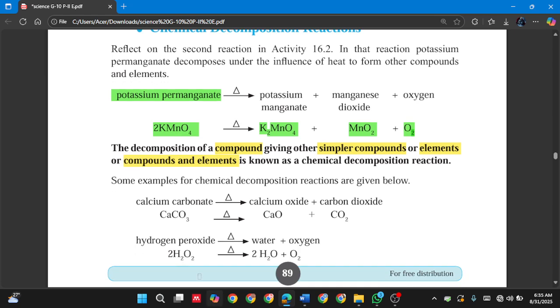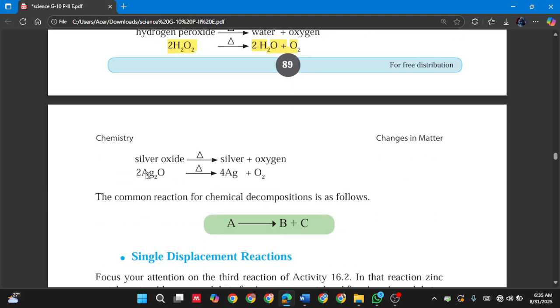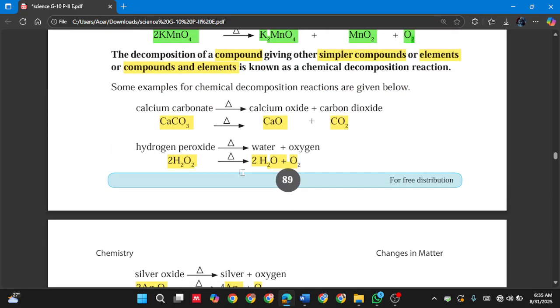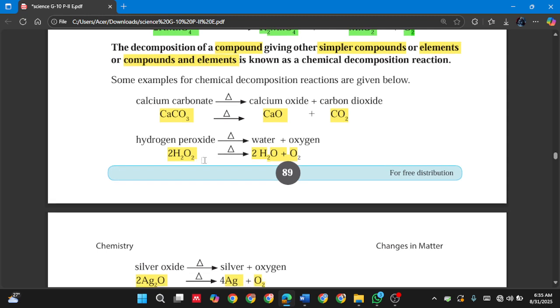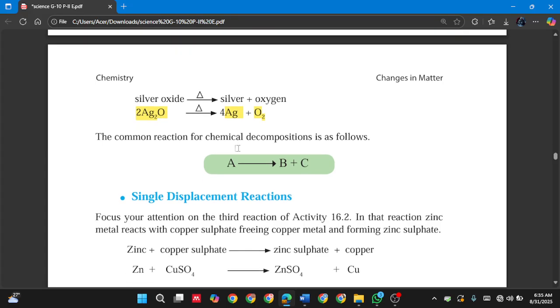Here this is a compound, so it gives simpler compounds. See, simpler compounds. And this is a compound and it gets decomposed and gives simpler compounds. See here, this is a compound and it gives simpler compounds and elements. See, here we are getting an element too. So calcium carbonate converts into calcium oxide and carbon dioxide. Hydrogen peroxide converts into water and oxygen. Silver oxide converts into silver and oxygen.